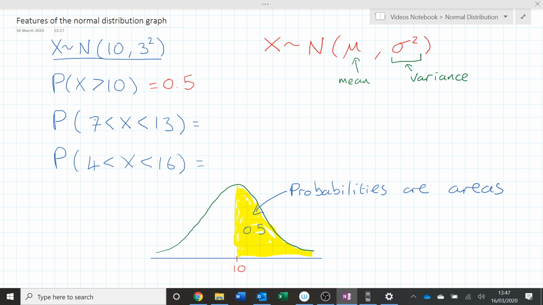Now, the next thing here, I've got this problem. And you might say, well, how are we going to calculate that? How can I work out the area? Am I going to have to do some integration? And yes, you could do integration, but it's very, very difficult beyond A-level integration. We're not going to bother.